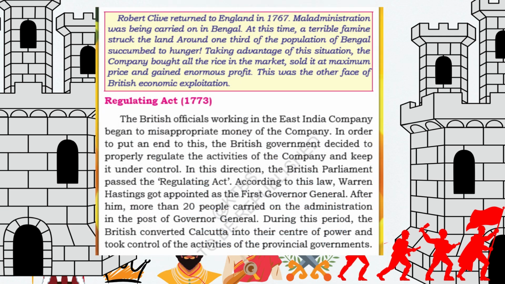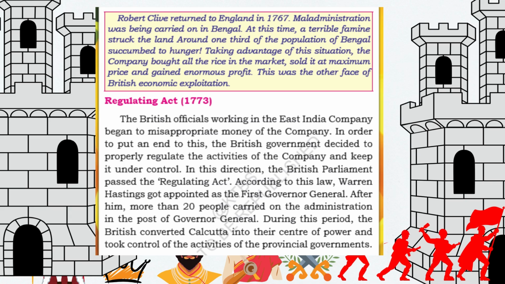Robert Clive returned to England in 1767. Maladministration was being carried on in Bengal. At this time, a terrible famine struck the land. Around 1/3 of the population of Bengal succumbed to hunger. Taking advantage of this situation, the company bought all the rice in the market, sold it at maximum price and gained enormous profit. This was the other face of British economic exploitation.